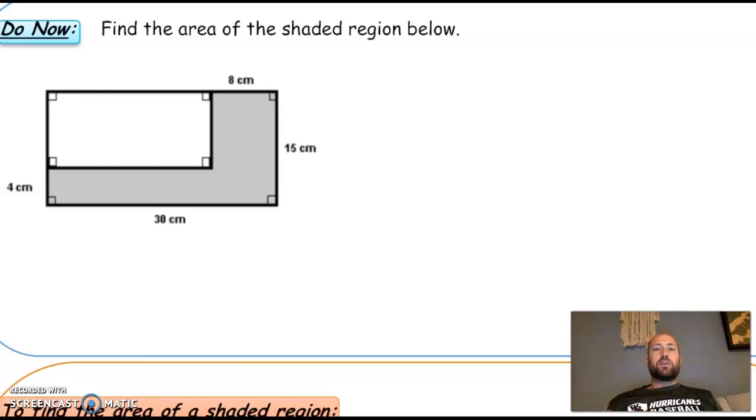This one is on shaded region problems. So we're finding the area of the shaded region of a figure. It is related to composite figures. But in this case, instead of adding, we're going to be subtracting all day.